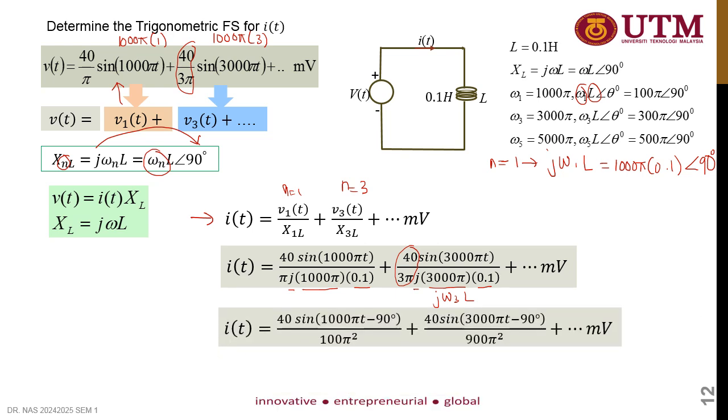Okay, so then simplify the equation to get the final answer. So in this case, 1 over j is equivalent to minus j, in which it is equal to e to the negative j pi over 2, or it is equal to negative 90 degree. So that's why you get negative 90 here.